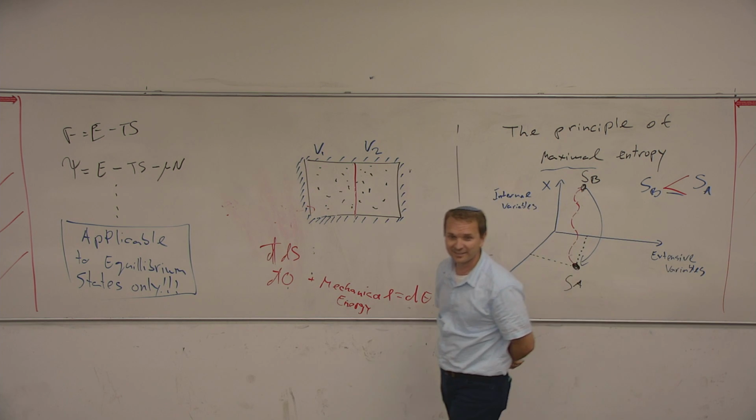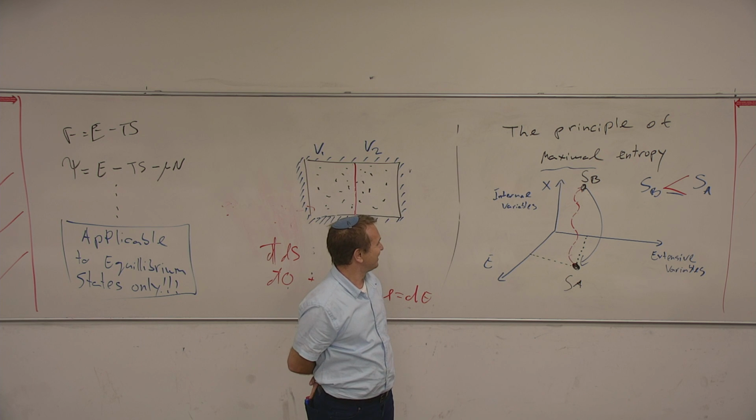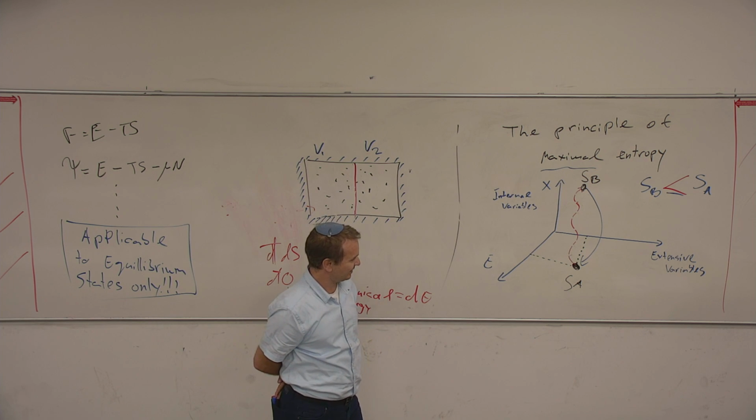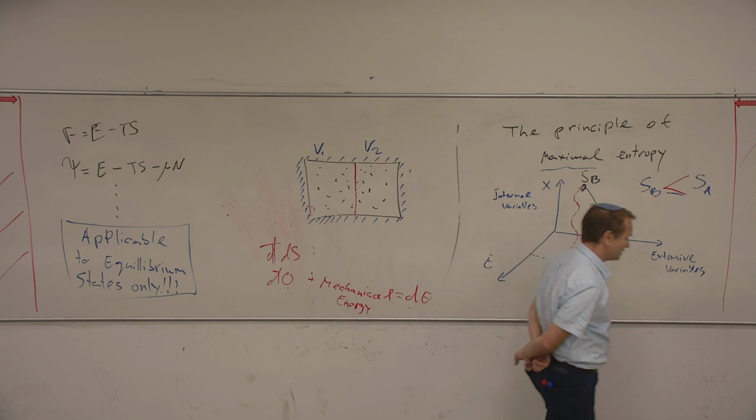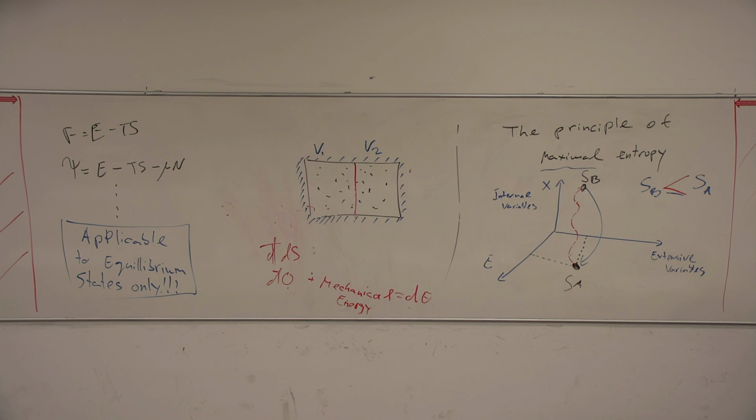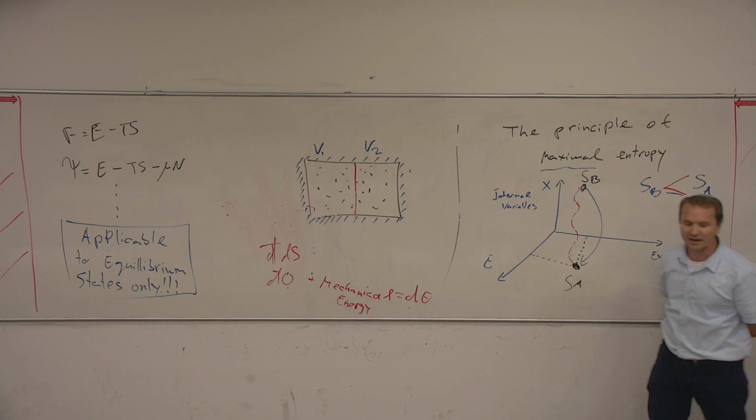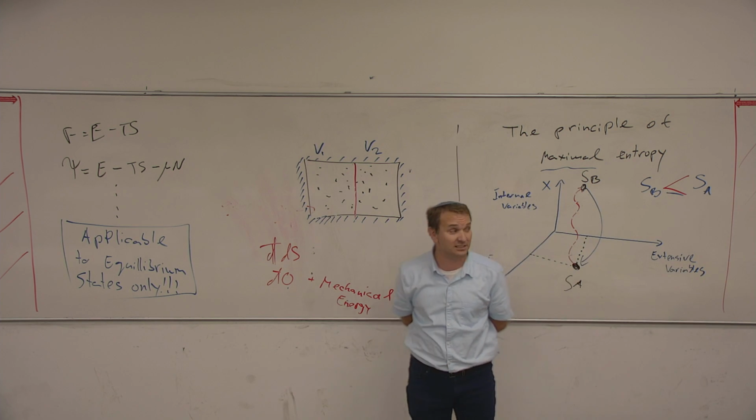Yes. SA is greater than SB only because of the wall I introduced in the middle? Exactly. So the question is, is SA greater than SB just because I introduced the internal constraint? And the answer is yes.